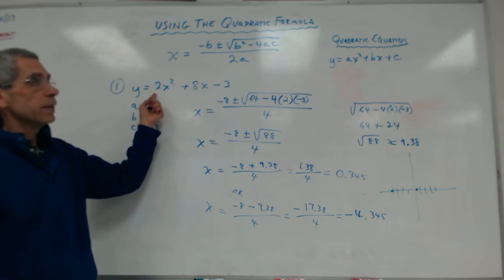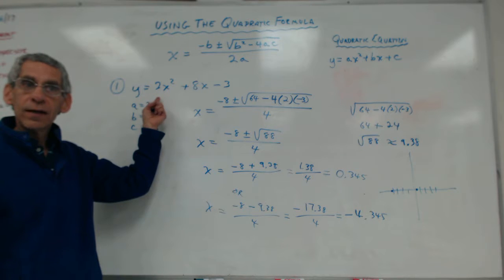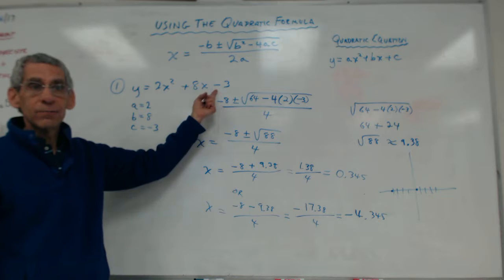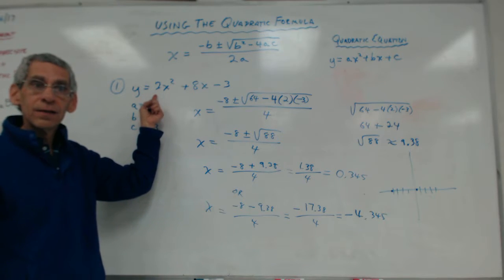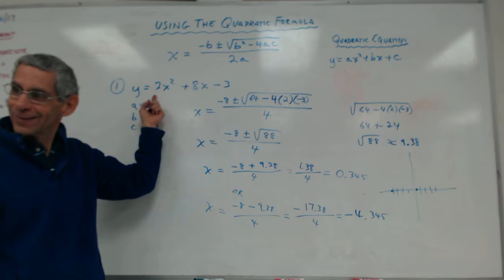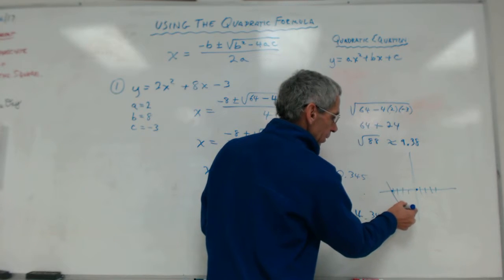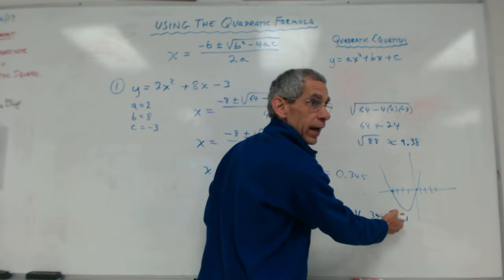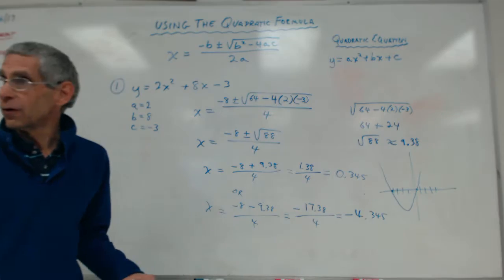Frowny face. A is positive, happy. A happy face. But A is the only thing that matters; negative doesn't mean anything. It's the sign of the A. If A is positive, it's happy, it's thinking happy thoughts. So I know my parabola is going to be something like that. I don't know exactly. I'd have to use the axis of symmetry formula to find my vertex, if I wanted to know where the vertex was.